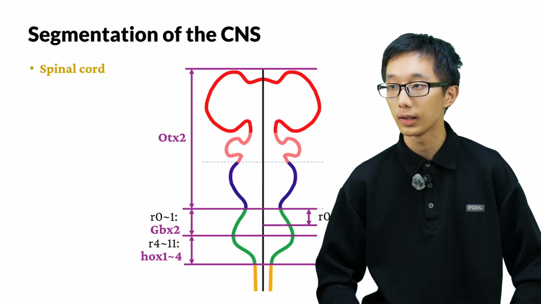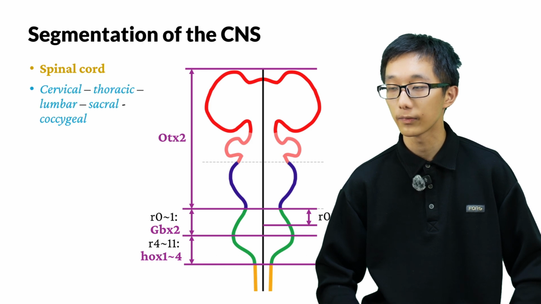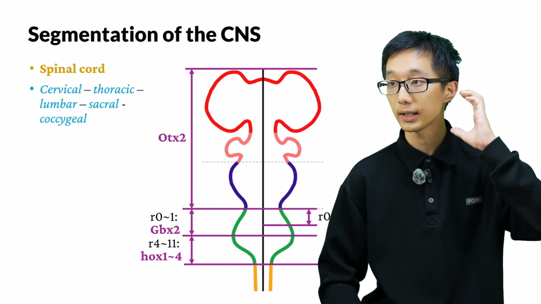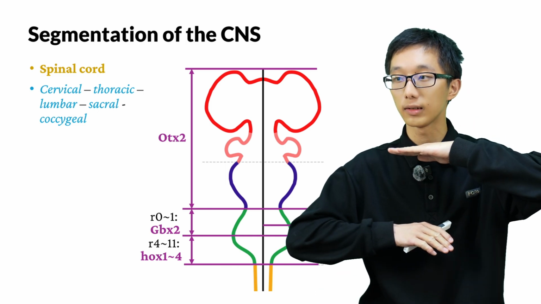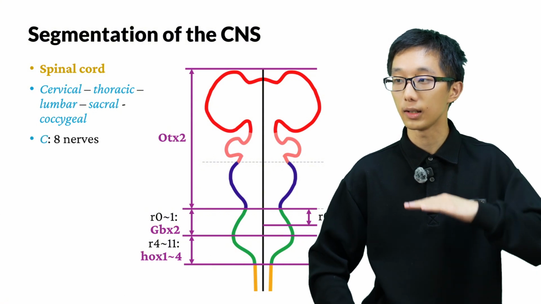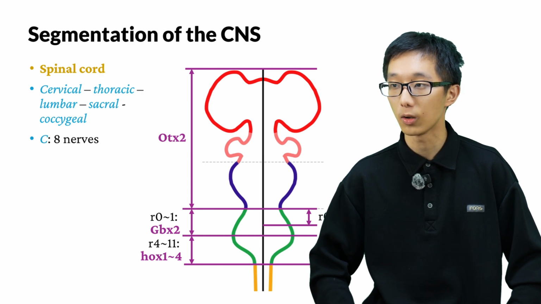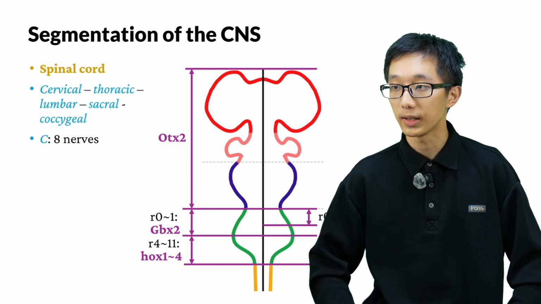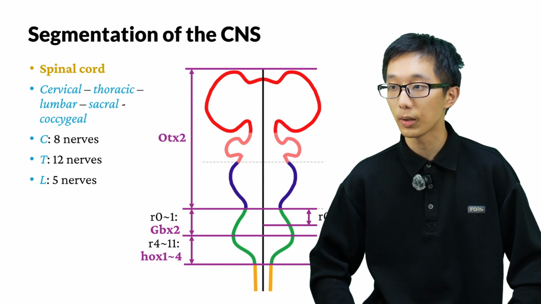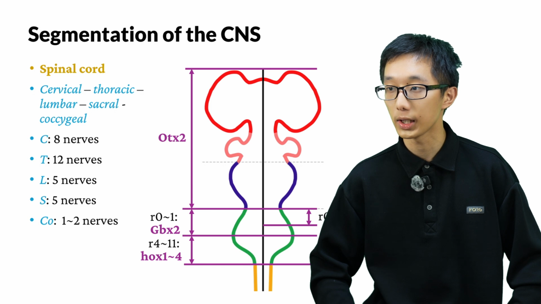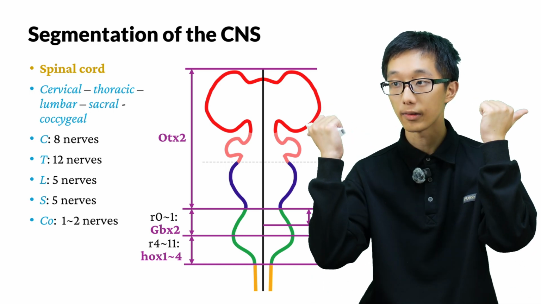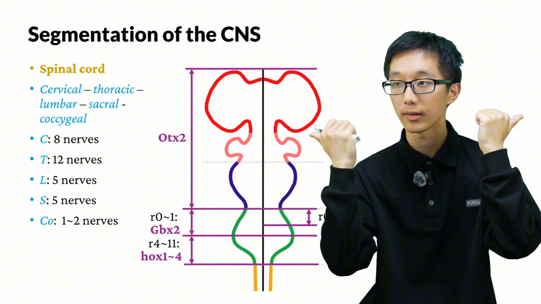Getting back to the spinal cord, the spinal cord is also divided into several segments: the cervical segments, which are at the neck, the thoracic segments, which are at the chest, the lumbar segments, which are at the waist, the sacral segments, which are near the tailbone, and the coccygeal segments, which are near the tailbone as well. The cervical segments have 8 pairs of nerves. The thoracic has 12 pairs. Lumbar has 5 pairs. Sacral has 5 pairs as well, and coccygeal usually has 1 or 2 pairs of nerves. Note that spinal nerves always occur in pairs, one left and one right, and we usually count in pairs rather than nerves.